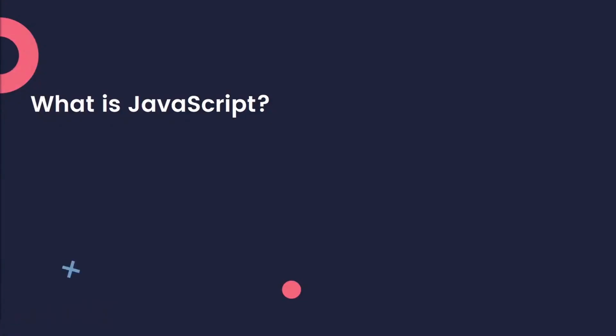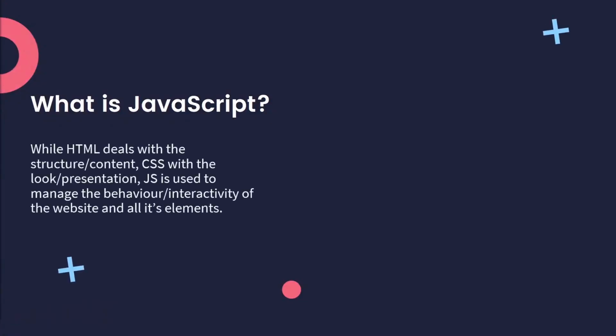So the first question that might come to mind is, what is JavaScript then? Well, JavaScript is essentially a language that focuses on the behavior of a web page or a website. Now, while CSS deals with the presentation and HTML deals with the structure and the content of a website, JavaScript focuses on the behavior.